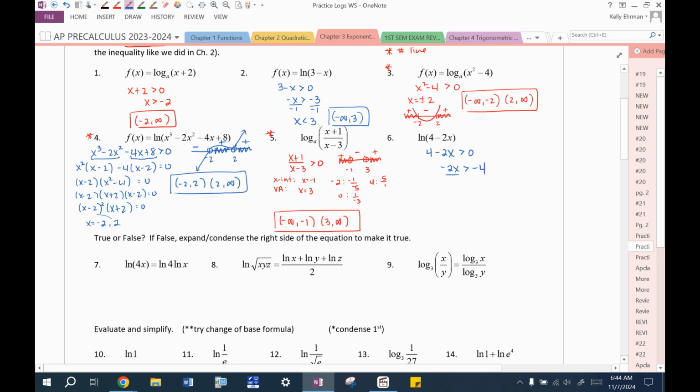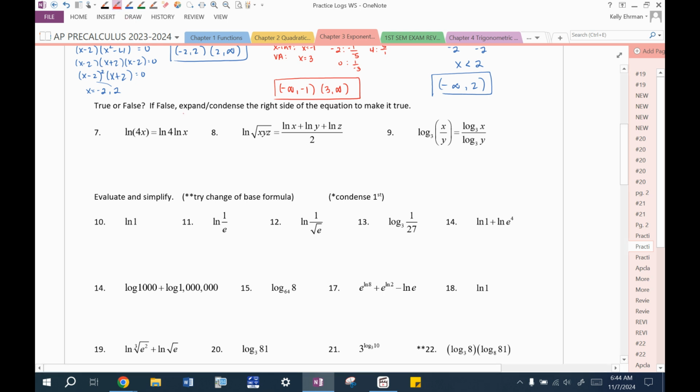I can subtract 4. I divide by negative 2, which means I need to flip the symbol around, so x is now less than positive 2. No number line needed if the little expression is just a linear expression. But if it is quadratic, if it's a higher degree polynomial, if it's rational, I should be using a number line for those. Okay, so that's the first thing.